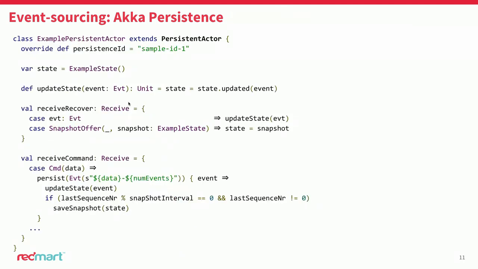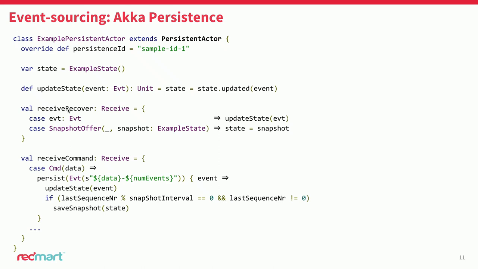So this slide is almost from the documentation of Akka Persistence. Akka Persistence is obviously the implementation for event sourcing. Whenever we want our actor to be a persistent actor, we just extend the provided persistent actor, where we have to specify the persistence ID, which will be used on the underlying database.